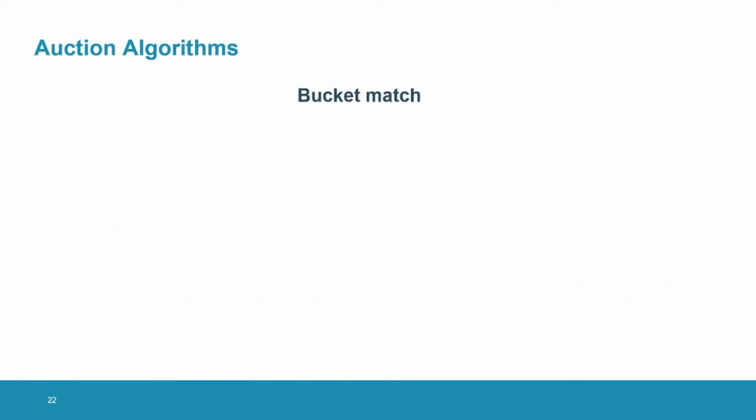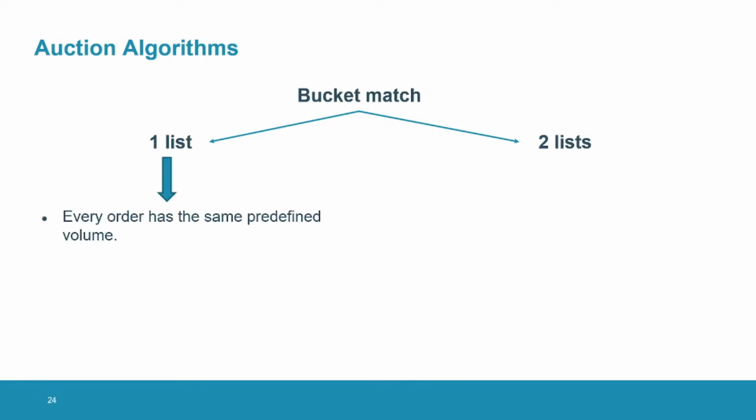Okay, so now we move on to the auction algorithms. The first one is the bucket match. And actually, there are two versions of the bucket match, the version with one list and the version with two lists. In the version with one list, every order has the same predefined volume. We might still have dummy orders, which are orders of zero volume, but as soon as an order has positive volume, then it will be this predefined volume.